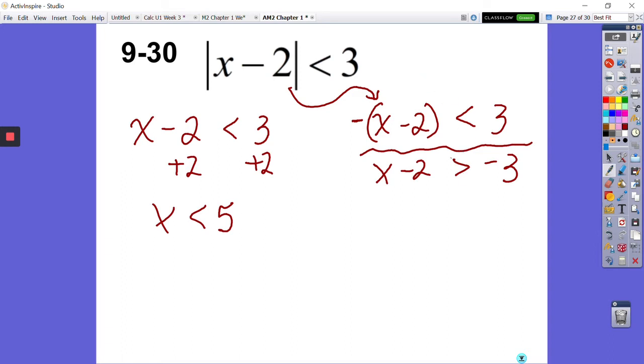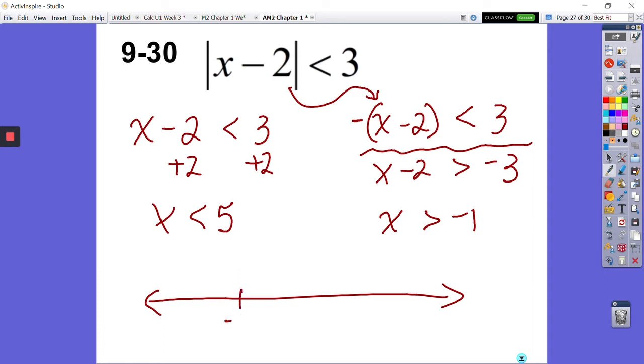And so on my number line, I have negative 1, I have 5. Those are both supposed to be open circles. And so I need x to be smaller than 5 and bigger than negative 1. And so then I get the numbers in between, because that's when I'm less than 3 spaces away from 2 in this case. Okay. And so that's really one of those kind of tricky things of what's happening there. So let me just kind of talk to you about what happens with absolute value inequalities, because they are harder than equations.